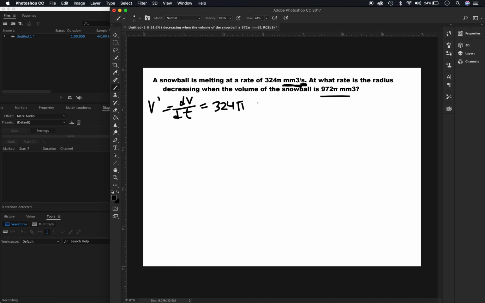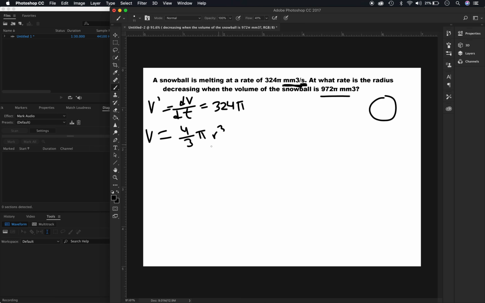So what is this? It's a snowball, right? And what do they want? The volume. So what's the volume formula? If you don't know, we're in the same boat. I've just learned this today. So V equals 4 over 3 pi r cubed. That's going to be the volume of a sphere. And guess what? A snowball, that's a sphere.